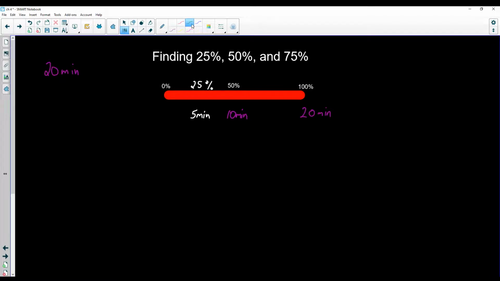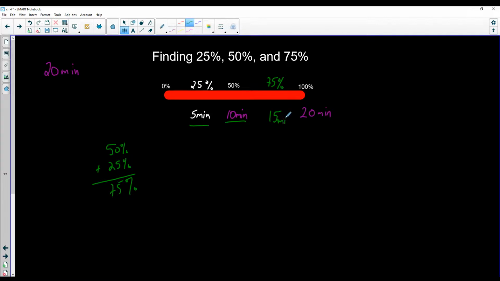Now, the last one you might want to ask yourself is, how do I find when 75% is downloaded? Well, what's 75% of that number? Couldn't you say that 50% plus 25% is a total of 75%? So therefore, don't this and this give you 75%? Sure does. So what's 10 plus 5 minutes? That's going to be 15 minutes.